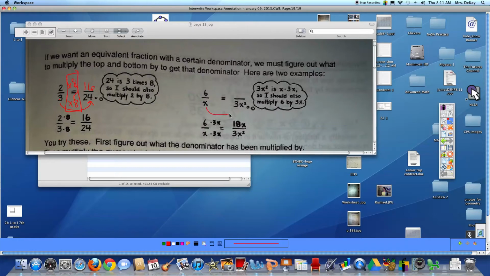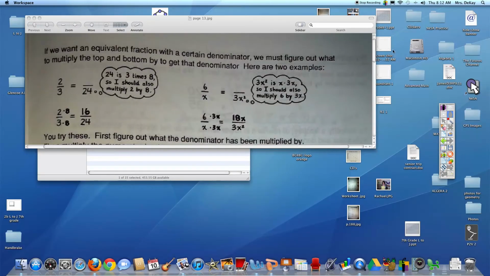If you know you want your denominator to be 3x squared, but there's only an x there, then you figure out what's missing. 3x. 3, and then there's 1x here and 2x here, so you need another x. So you would multiply the top and the bottom by 3x. This is a times sign, not an x. So 6 times 3x is 18x. Okay? Now we'll scroll down.